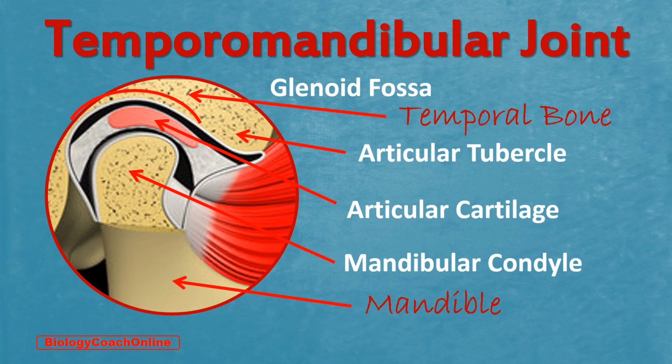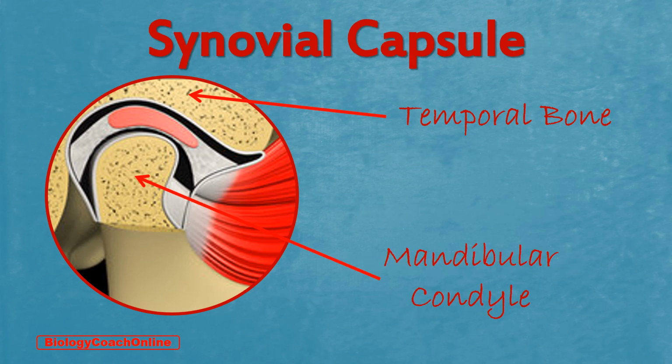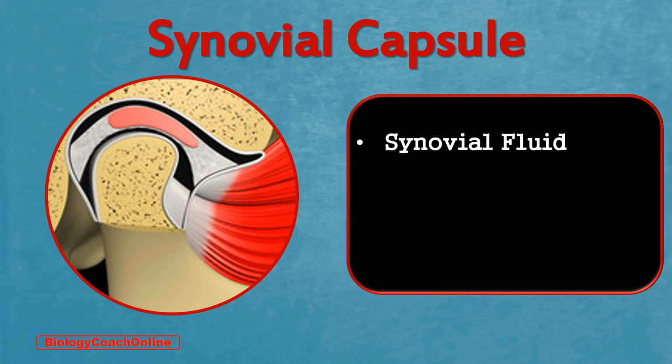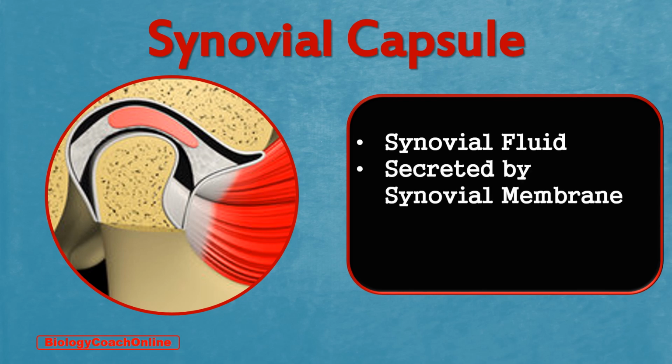Now, the whole of the joint is lined with connective tissue, thus forming a sealed pocket called the synovial capsule. Now, this hermetically sealed capsule is filled with synovial fluid. So what is the importance of synovial fluid, you ask? Well, I'll tell you. Synovial fluid is secreted by the synovial membrane. Remember, that's the soft tissue membrane lining the capsule.